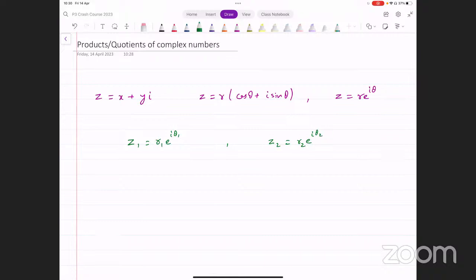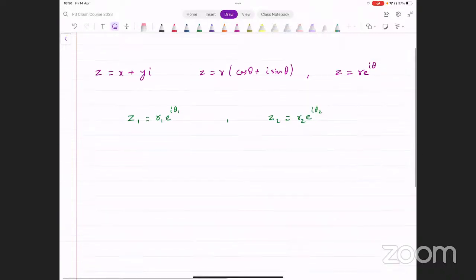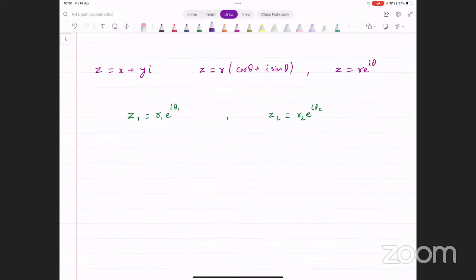I have these two complex numbers. Now, I want to see what happens if I were to multiply these two numbers. Let's try doing that and see what that would give us. If I were to multiply z1 and z2, what would that give us? r1 into e raised to power iota theta 1 multiplied by r2 into e raised to power iota theta 2. That's what we get when we multiply these two complex numbers.